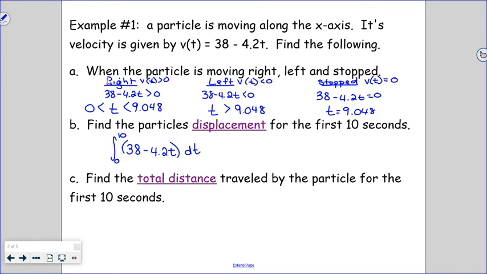Okay, let's go ahead and grab our calculators. Math 9. What's our displacement? 170? Any questions on that?